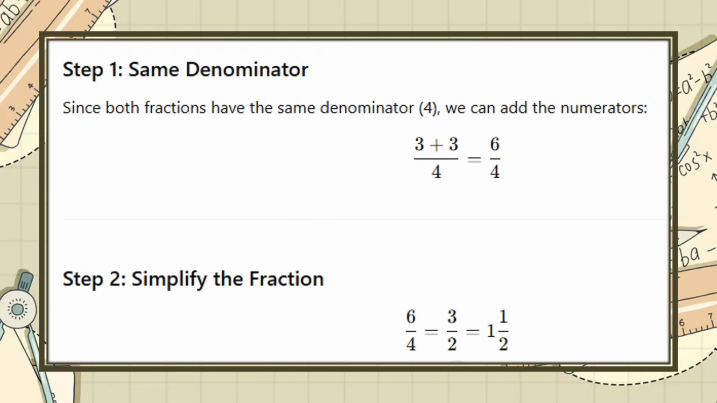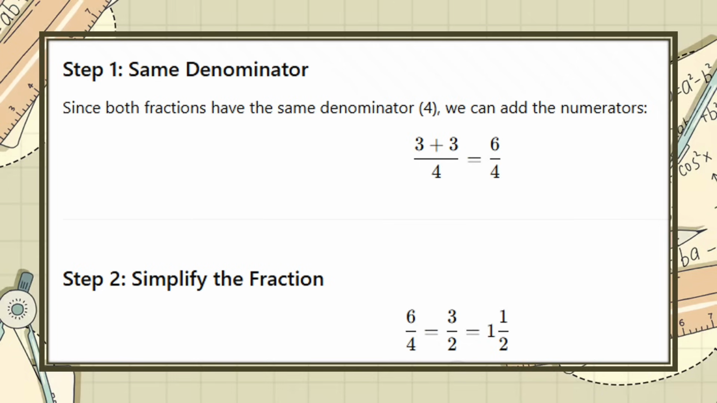First, let's have 3/4 plus 3/4. For step 1, we have the same denominator. Since both fractions have the same denominator, which is 4, we can add the numerators. So 3 plus 3 is equal to 6, and then copy the denominator. Now, 6/4 is what kind of fraction?